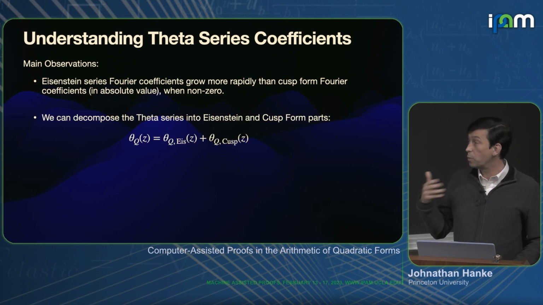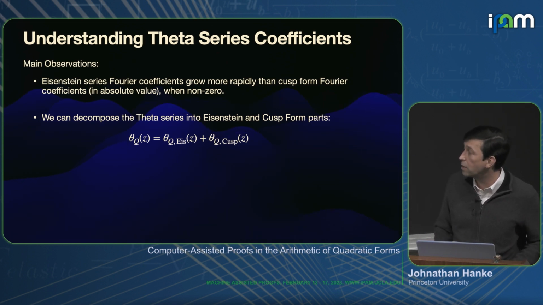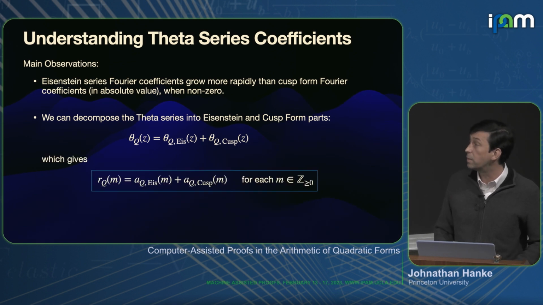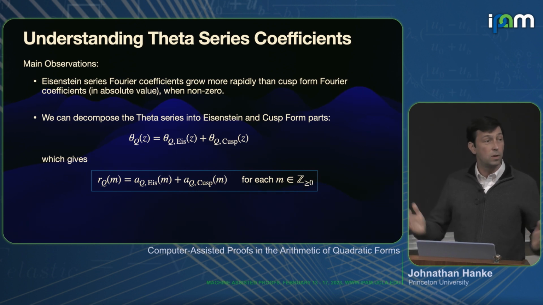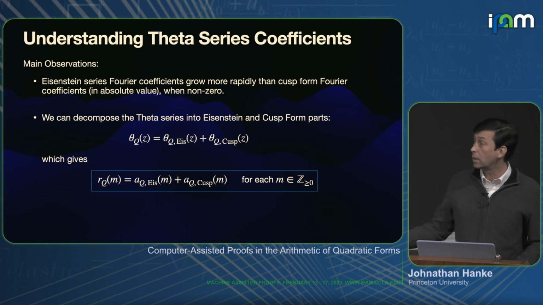So with this observation, we want to take our theta series and ask, what's the part of it that's growing quickly? What's the part of it that's growing slowly? And then we can try to understand those pieces separately. So we can decompose our theta series, a vector in the space, along this direct sum. What this does is give you a way to decompose your representation numbers, which a priori were just numbers, into two pieces: an Eisenstein part and a cuspidal part. And I'll tell you now, for free, that these are rational numbers. So we start out with the representation number, which is an integer, and this decomposes as a sum of two rational numbers.